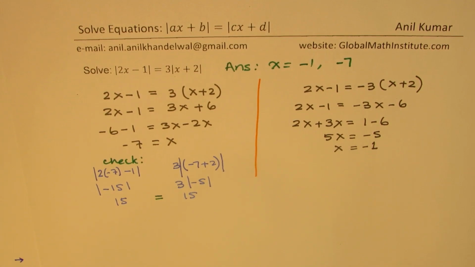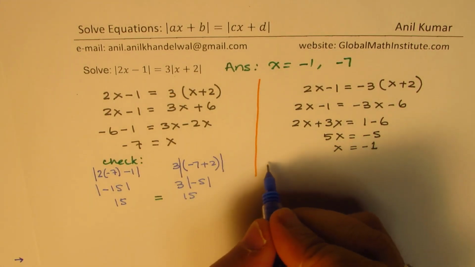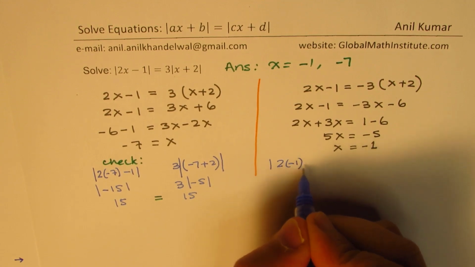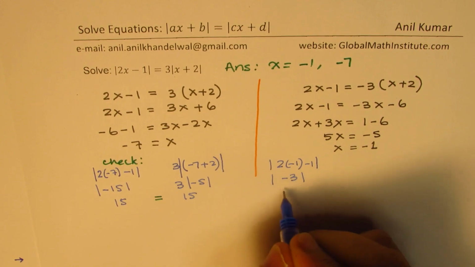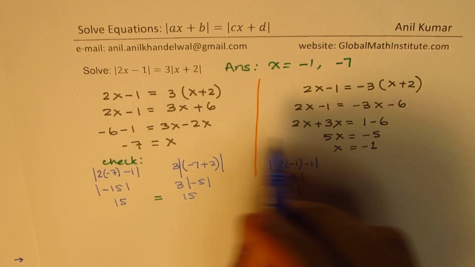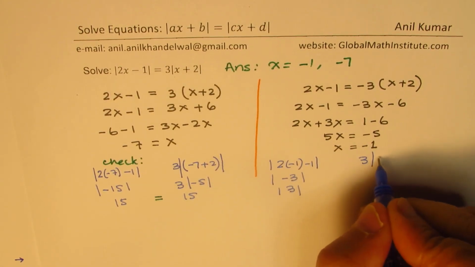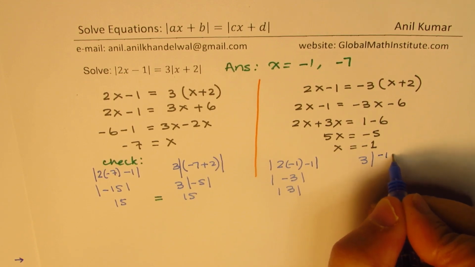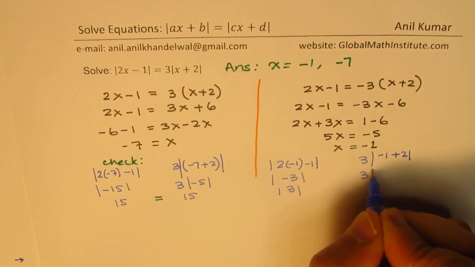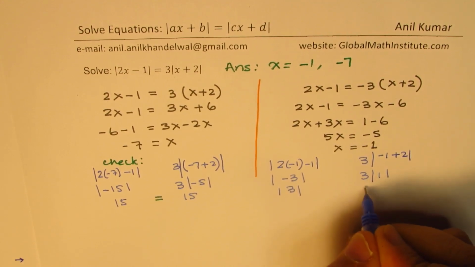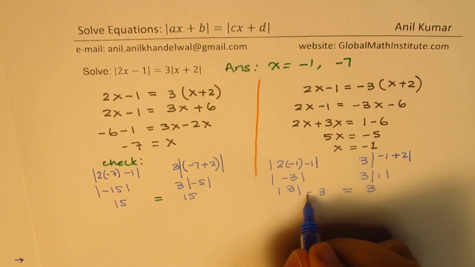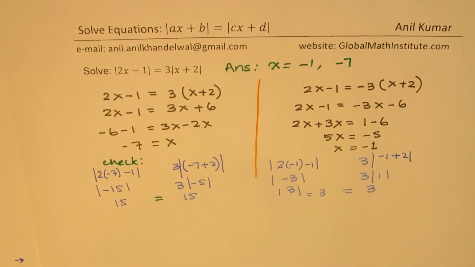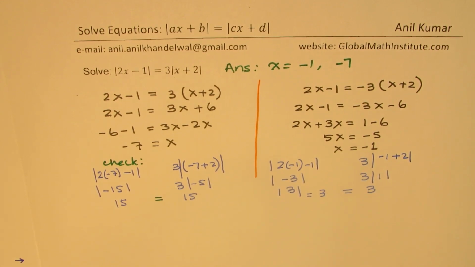Let us check for x equals minus 1. So we have absolute value of 2 times minus 1 minus 1, which is absolute value of minus 3, which is equal to 3. On the right side, we have 3 times absolute value of minus 1 plus 2, which is 3 times absolute value of 1, which is equal to 3. Right? So we have 3 equals 3 as the result. So both left side and right side are equal for the two answers. So I hope that makes sense.